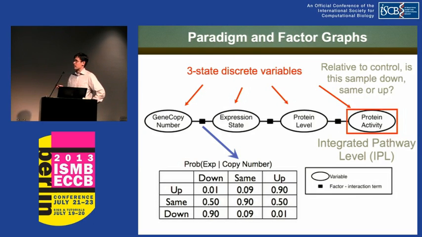So each square corresponds to a conditional probability table. So for example, here we have, for every setting of the copy number variable, a probability of every possible setting for the expression state variable. And then in the end, our goal is an activity prediction, which we calculate based on this protein activity variable, and we call those integrated pathway levels, or IPLs.